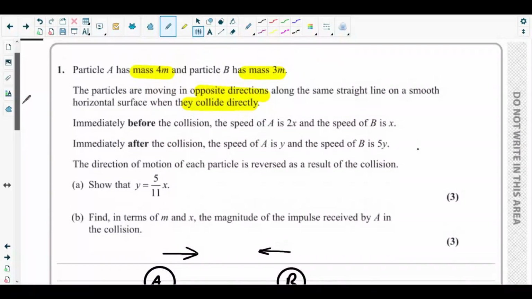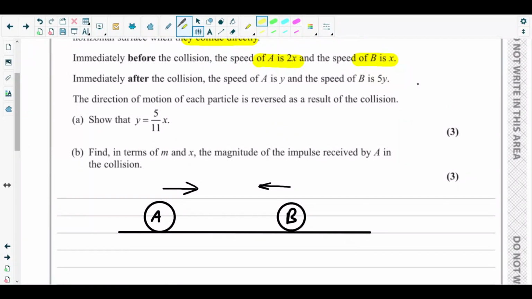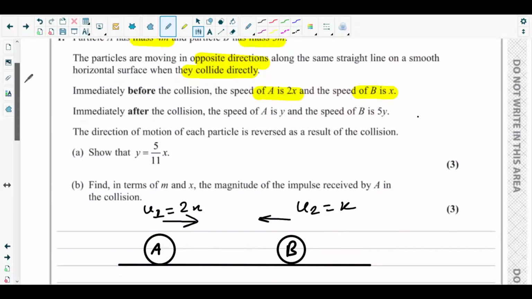Okay, fine. Fair enough. Immediately before the collision, the speed of A is twice of x and the speed of B is x. Okay, so we got the initial speed of A. This is twice of x. If you consider u1, this is twice of x. And u2, this is just x. Okay. Immediately after the collision, the speed of A is y and the speed of B is 5y.